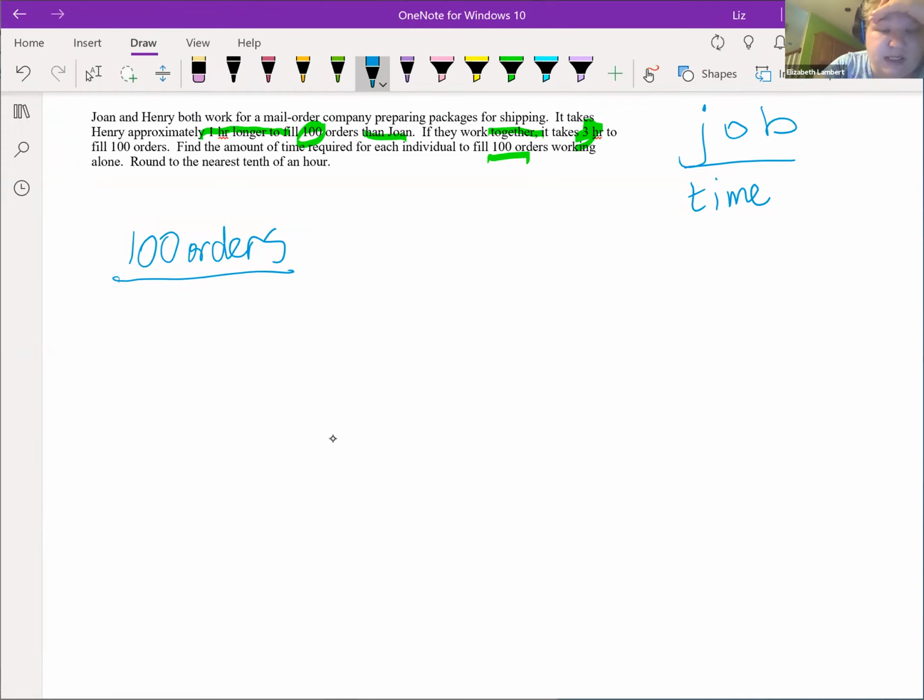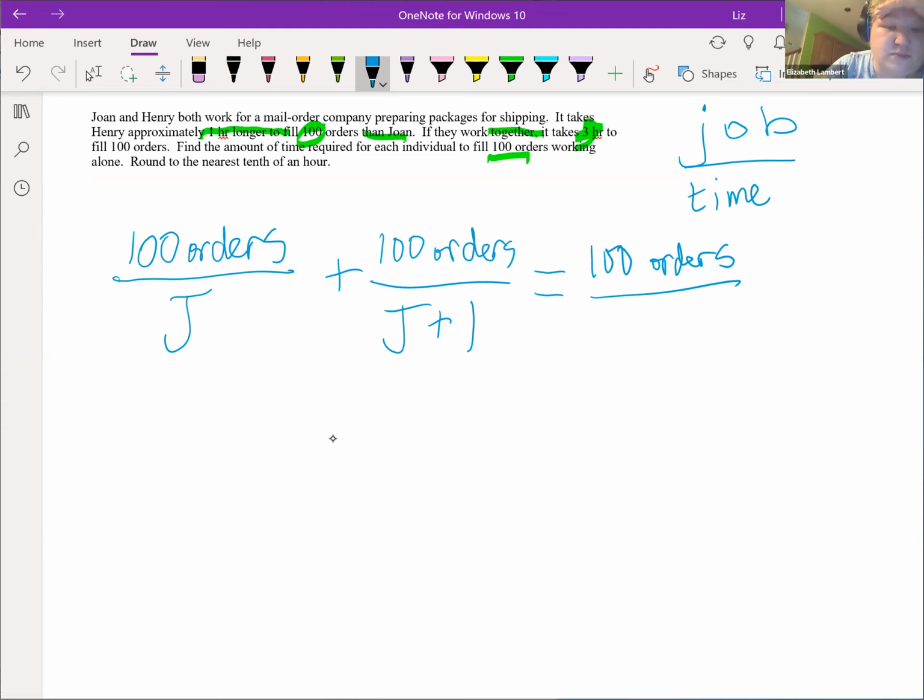So Henry takes more time than Joan. So if I called Joan J, then Henry is going to be J plus 1. If they work together, it takes 3 hours. All right. So you see how 100 orders is on top of all three of them? So I could actually multiply by 1 over 100 or just divide everything by 100 and turn those into 1.